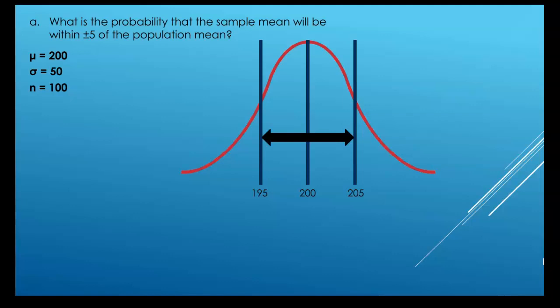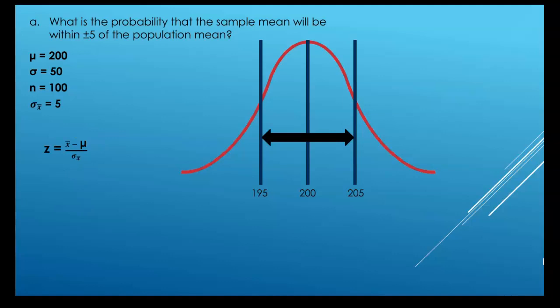But to find z-scores, we first need to find our standard error. So our standard error is sigma over the square root of little n. Well, we have all of our givens up in the upper left, and we were given sigma and we were given our n. So we can plug those into this formula. So our standard error is 50 over the square root of 100, which comes out to 5.